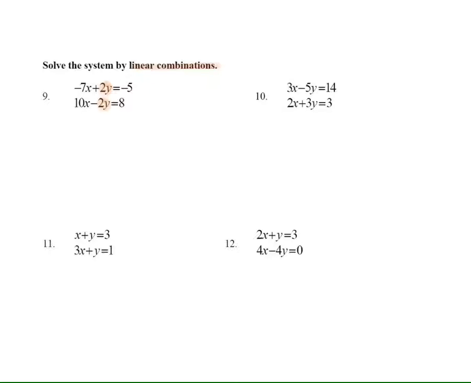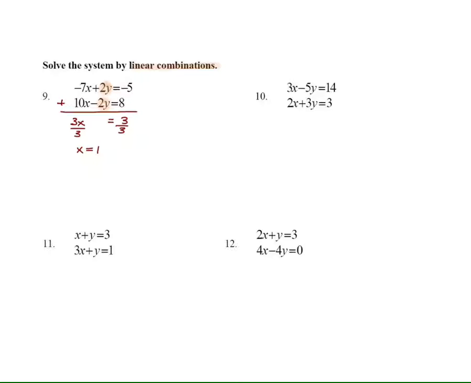So if I were to combine these two linear equations with addition, so if I added the system together, what would happen is the x's would, negative 7x plus 10x is 3x. The y's would eliminate, they'd add to 0, which is what we want. So now we end up with an equation with just x. So we get 3x equals, and then negative 5 plus 8 is 3. So we end up with the equation 3x equals 3. Divide both sides by 3, x equals 1.